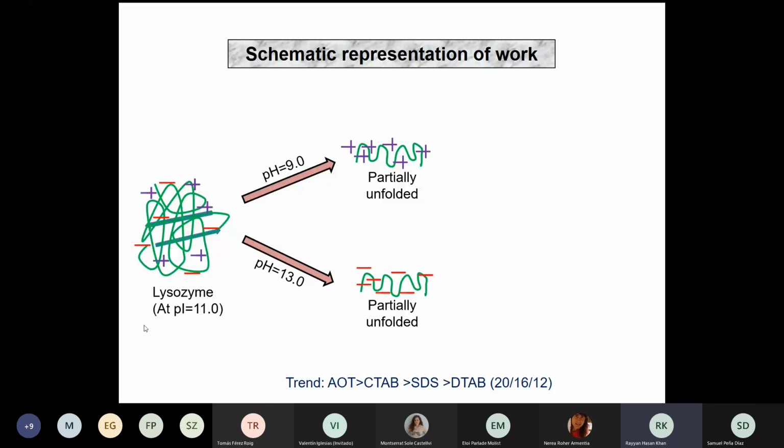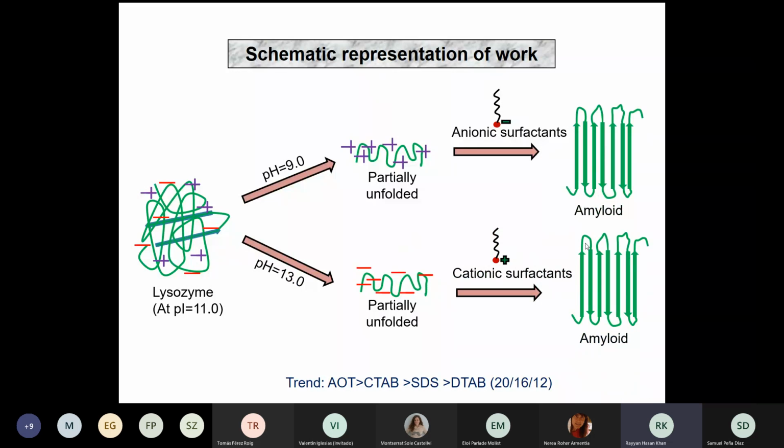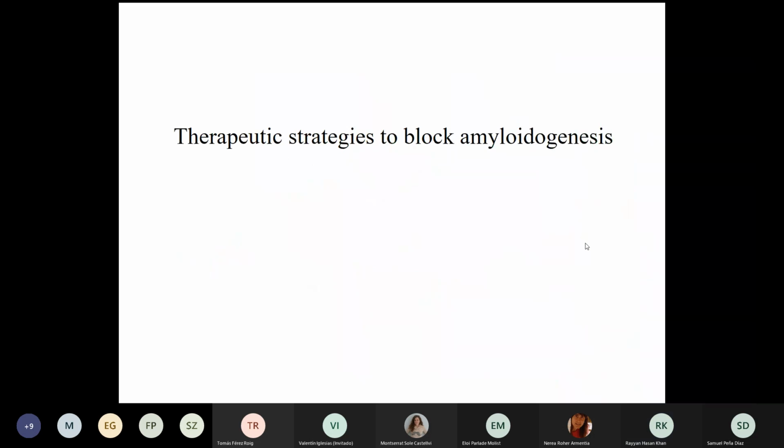Lysozyme is taken at pH 11, and at pH 9 it will have an overall positive charge. If we add an anionic detergent, it is going to interact with this, and this may lead to the formation of the amyloid. While here, this is at pH 13, which is 2 units above pI, and the protein will have an overall negative charge. If we add a cationic surfactant, in this case also we get the formation of the amyloid.